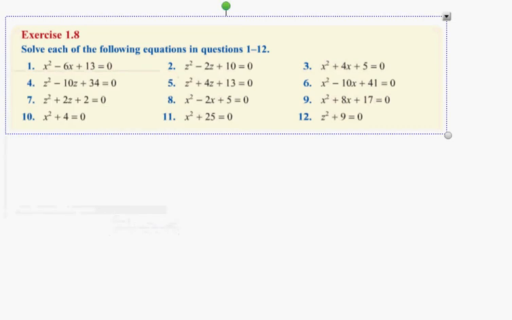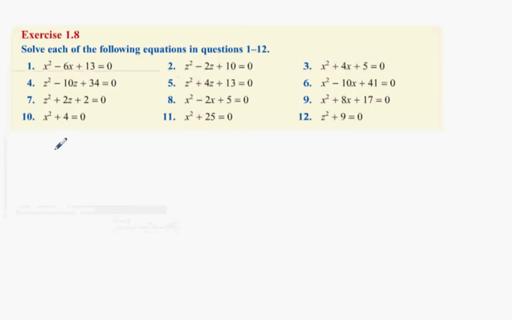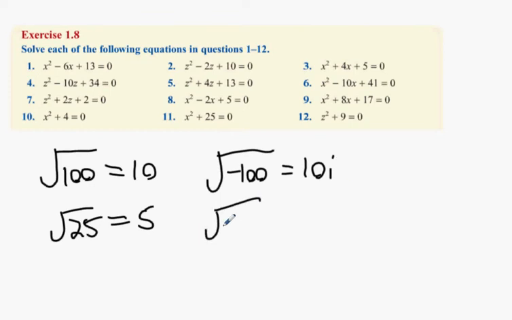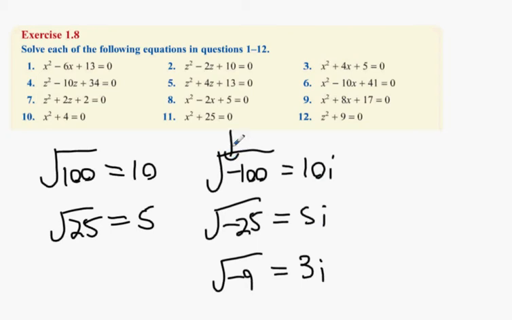Until recently, anytime we did a square root sign, we had to have stuff like root 100 equals 10, root 25 equals 5. Since we started complex numbers, that's changed. An example would be if I ask you for the square root of minus 100, instead of 10, it's 10i. If I ask you for the square root of minus 25, it's 5i. And then finally, if I ask you for the square root of minus 9, 3i. The minus doesn't affect it, it's just put an i behind it.